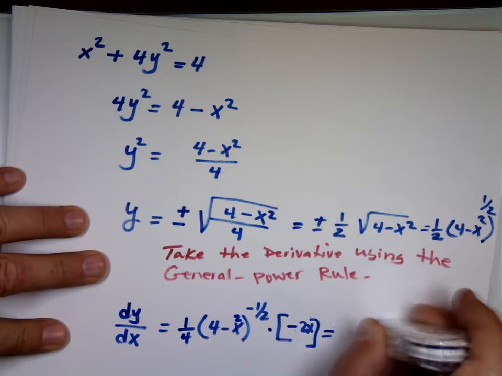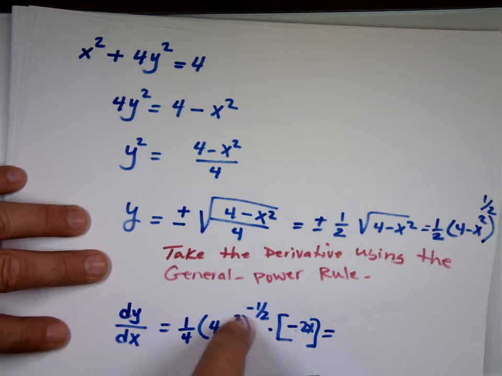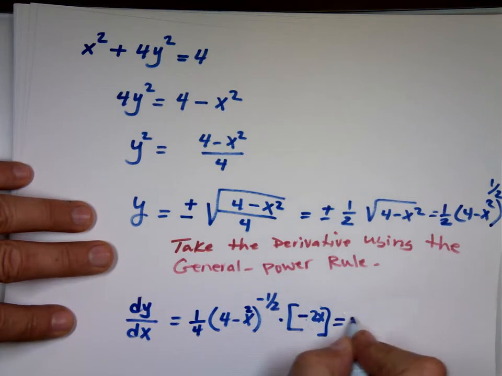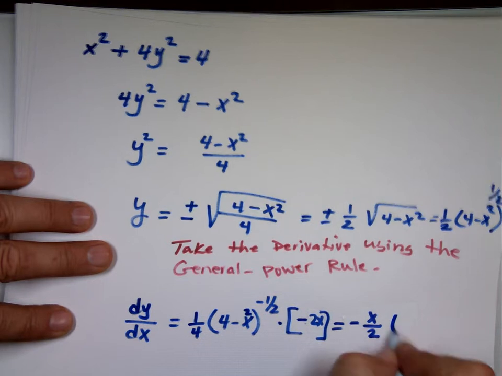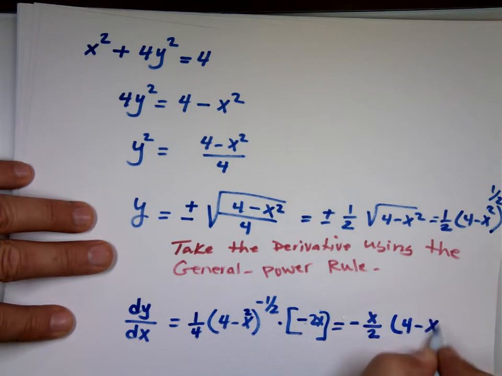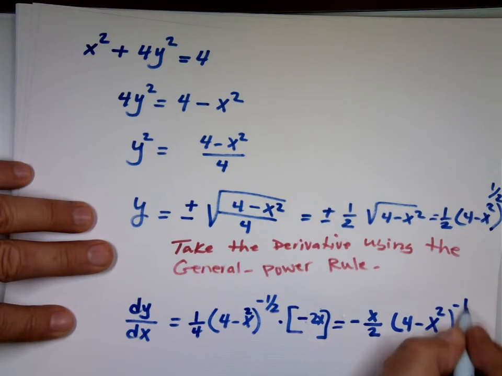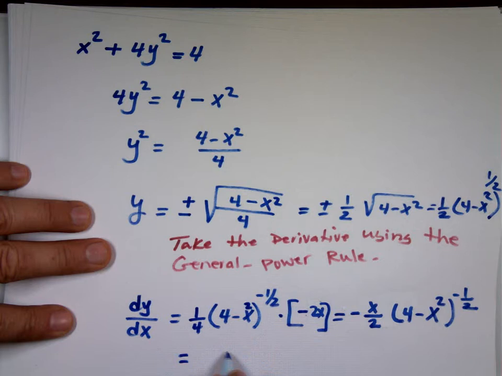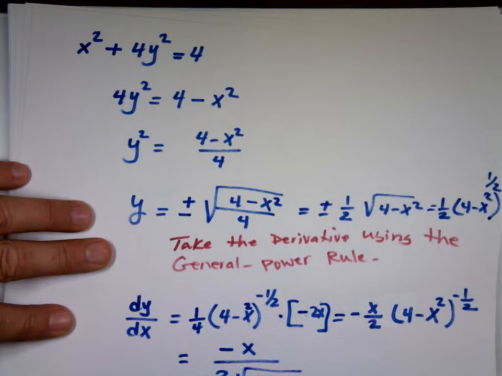You leave one little thing out. That little 2 here changes the whole problem. So, what's negative 2x times 1/4? Negative x over 2, or 1/2 x? 4 minus x squared to the -1/2. Or negative x over 2 times the square root of 4 minus x squared.